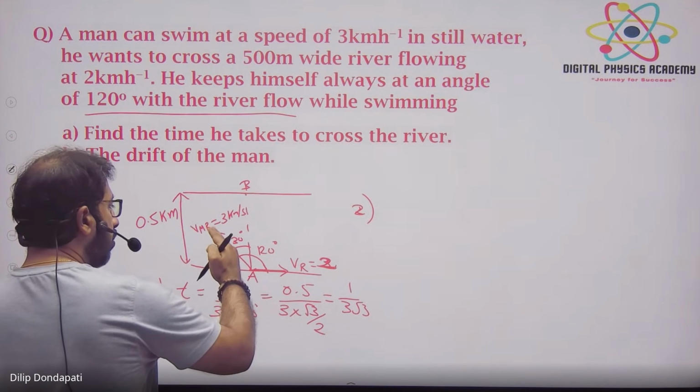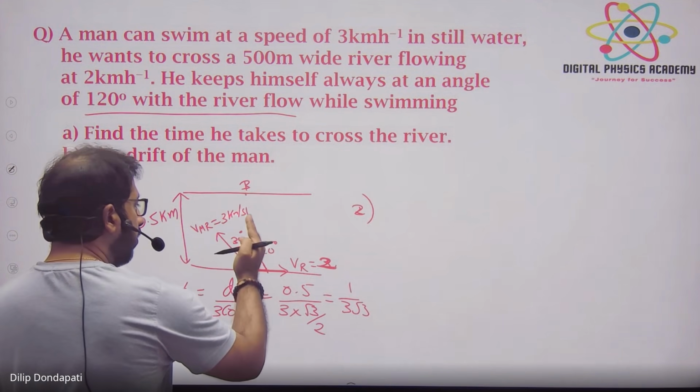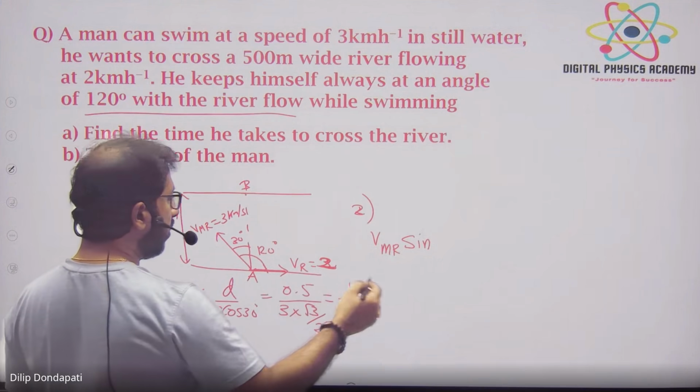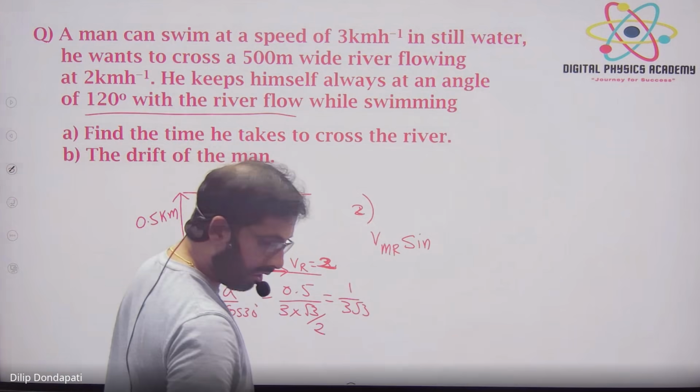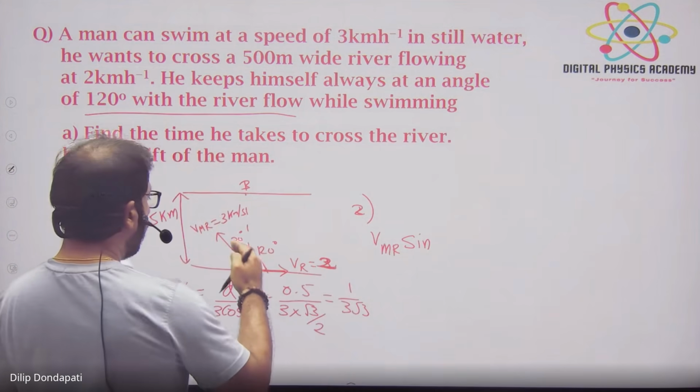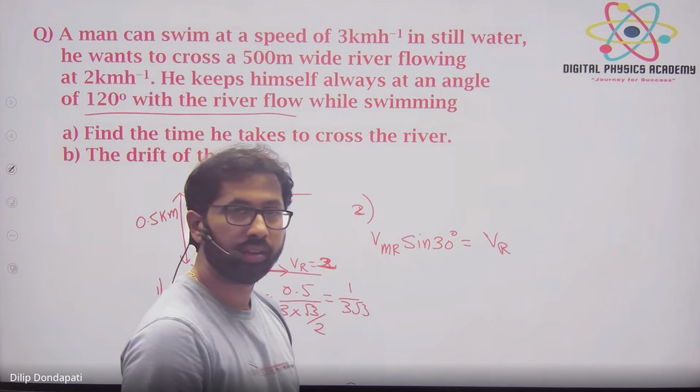देखो, you take the component VMR cos 30, VMR sin 30, right? So check करो. The drift of the man be 0.096 kilometers? Oh, my bad. देखो sir, 0.5 by VMR cos 30. 0.5 by 3√3. देखो VMR sin 30 is equal to 1 by 2 VR, root 3.